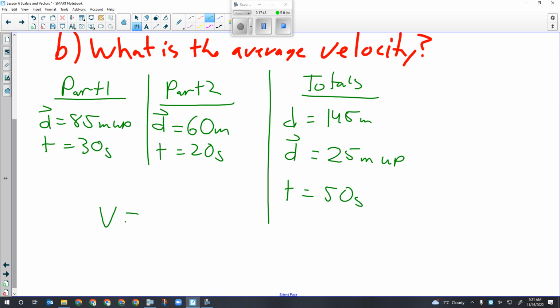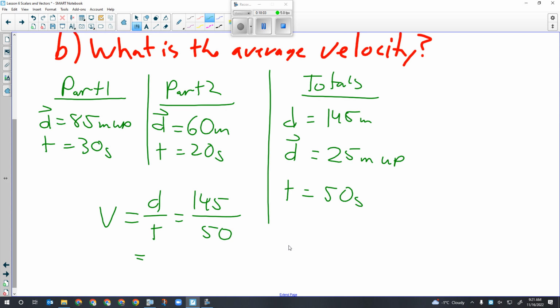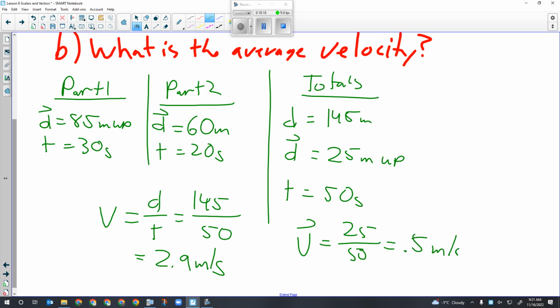Now that I've got those, I can calculate my average velocity and my average speed. My average speed will be my total distance divided by my total time, 145 divided by 50 seconds. It's 2.9 meters per second. And to get my velocity, it's just going to be 25 divided by 50, so 0.5 meters per second up. Would you lose a mark if you didn't say up? Yeah, because then it's a speed, not a velocity.